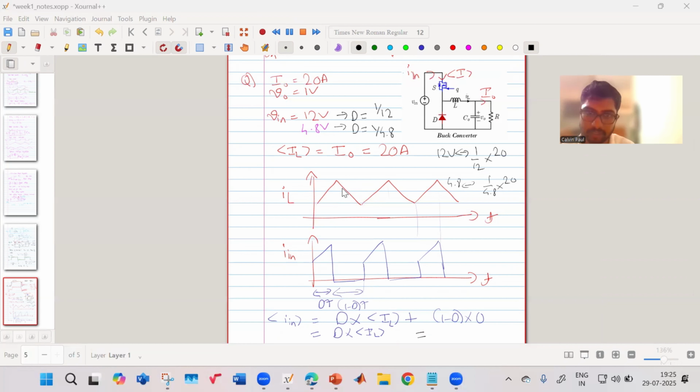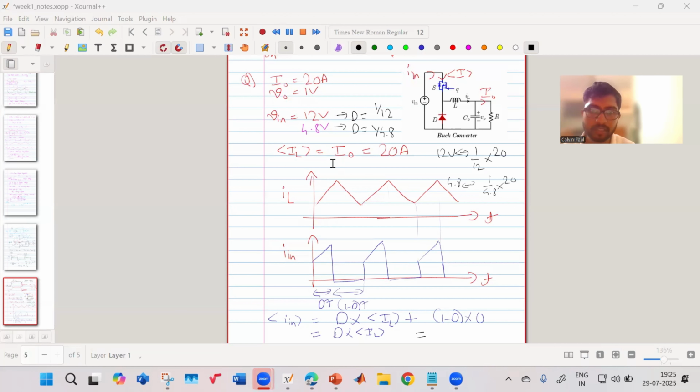Yes, you are correct, Devashish. We should have checked it. But the issue here is that in the question, the value of L has not been provided. The value of L is what will determine whether it goes into DCM or not, right? And since your I naught is 20 ampere, it is a very high load condition, so it is unlikely that it will go into DCM. Since that information has not been provided, we can assume that it is operating in CCM.